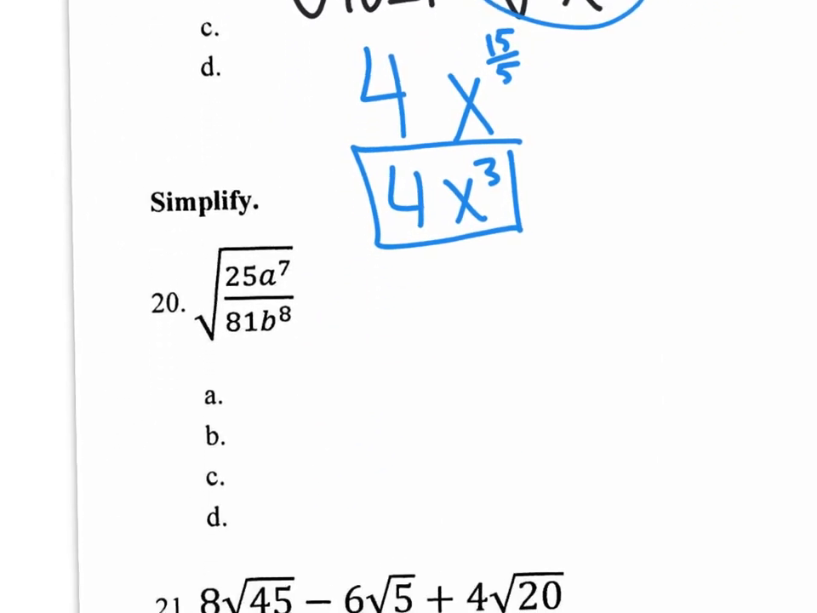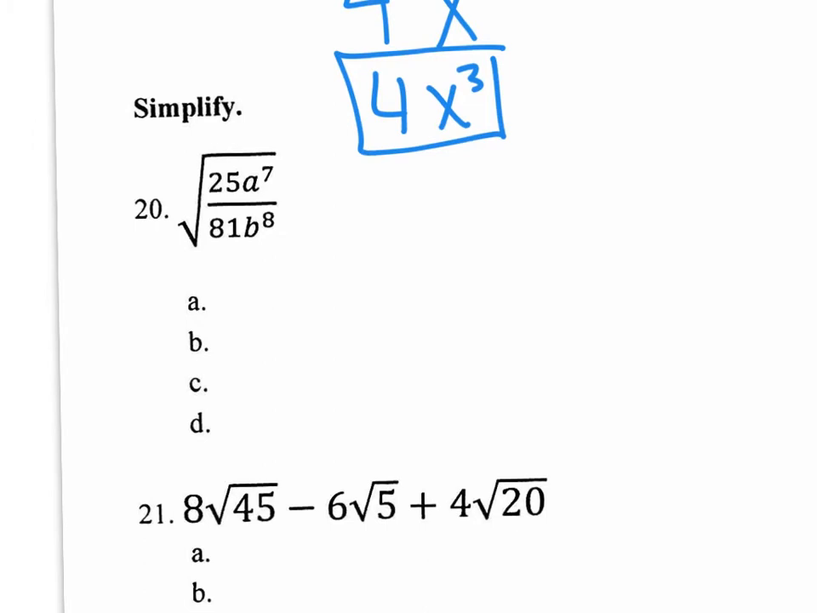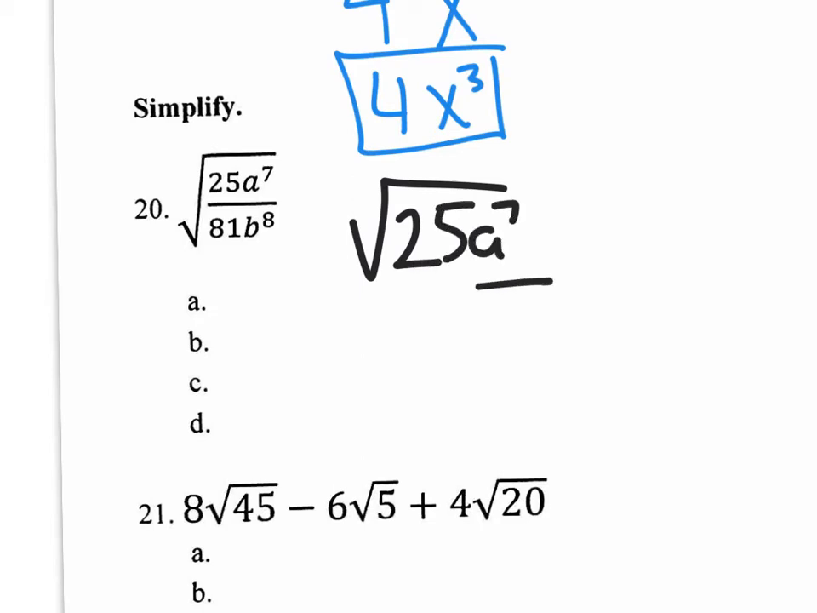Let's try this next one, number 20. Again, we're going to split the root. This is a square root. I like those. They're easier. So you have the square root of 25a to the 7th over the square root, splitting it, of 81b to the 8th. So what we're going to do is tackle each one of these like it's its own problem. So let's ignore the denominator. Let's just focus in on the top.